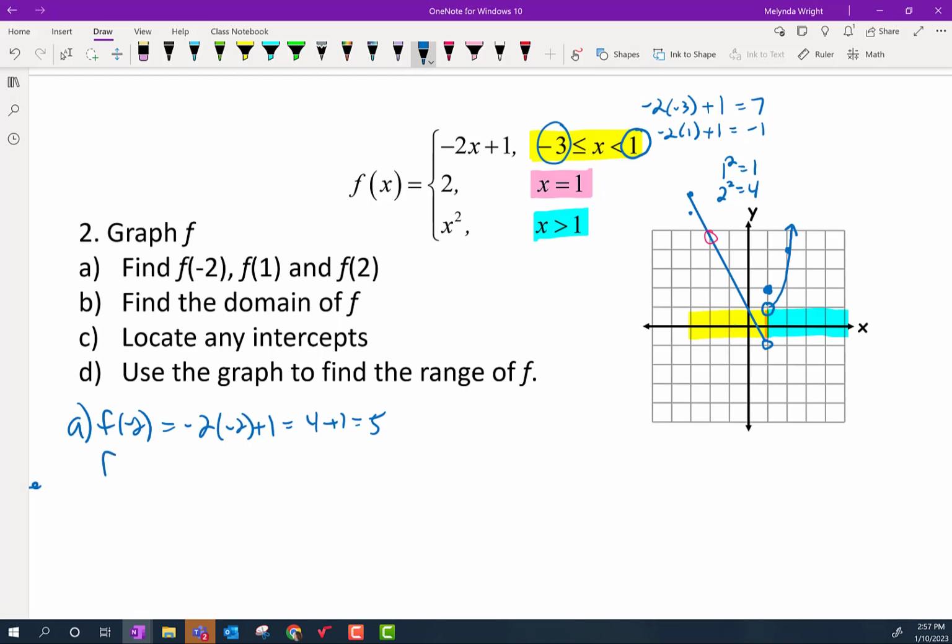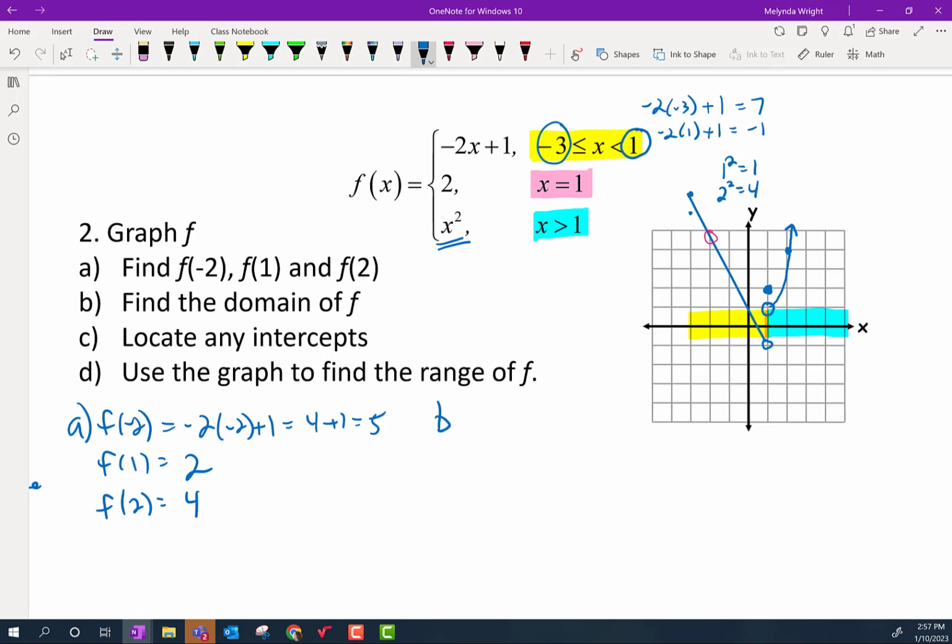F of 1, oh, well, that's just 2. And f of 2, we found was 4. And if I couldn't read it off the graph, I would just put the 2 in here and get 2 squared, or 4.